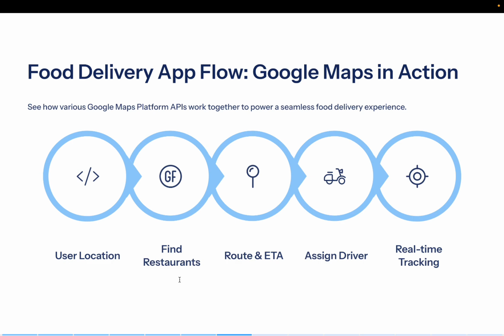The next one, assign driver. Once an order is placed, the app can use the Google Map to show available drivers nearby and assign the closest one for efficient delivery. The last one, real-time tracking. By combining location tracking with Map SDK, user can track the drivers in real time on the map.